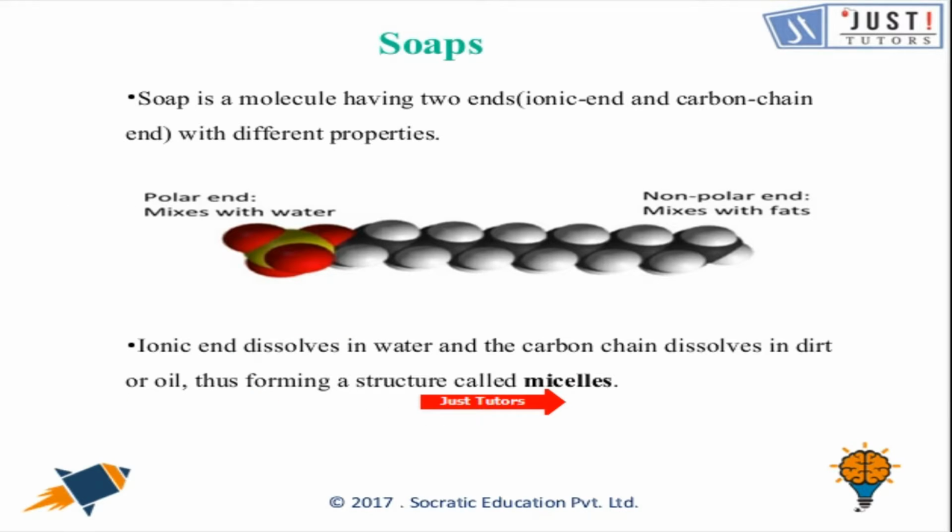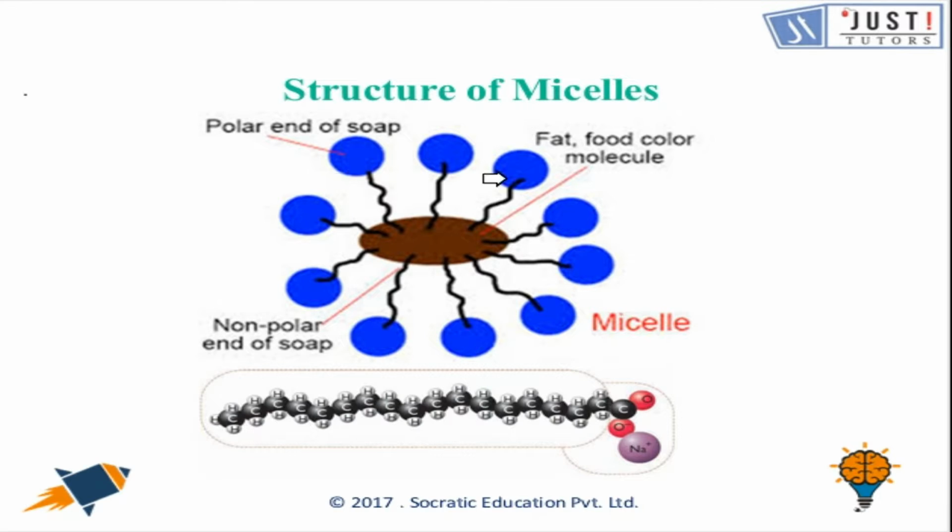So let's see how it is. We have this structure of micelle. You can see this is the dirt particle, this is the polar end, and this is the long carbon chain. This long carbon chain is attached to the dirt, but the polar end wants to go into the water. It is trying to dissolve in the water. So this shape is created, which is called micelle. And these parts try to take this dirt away and they succeed.